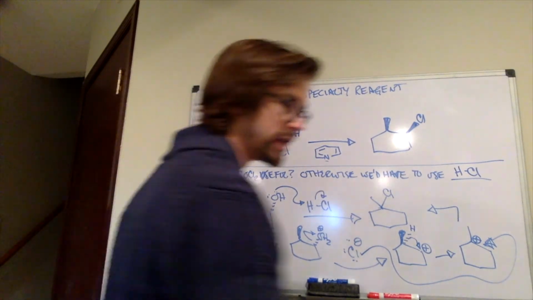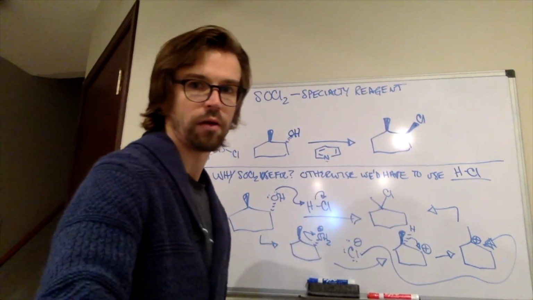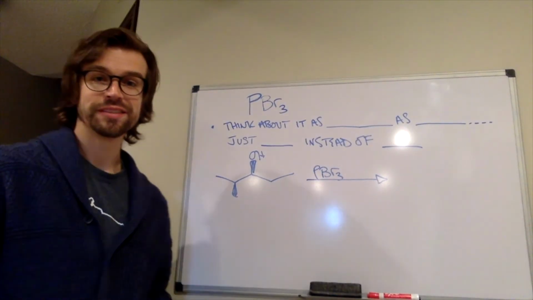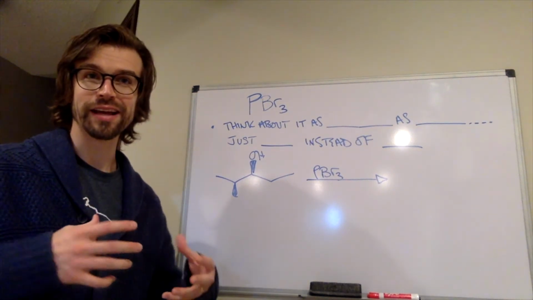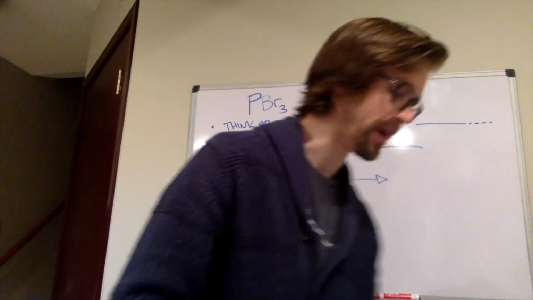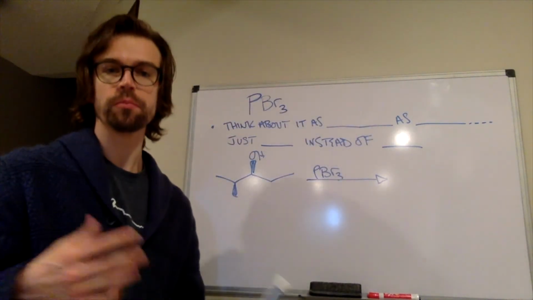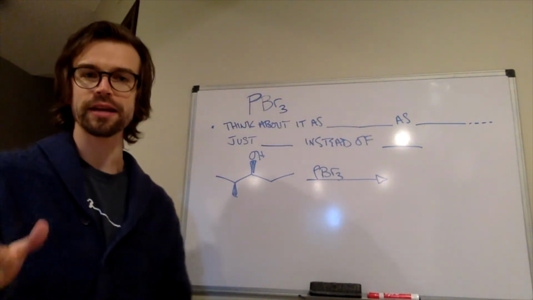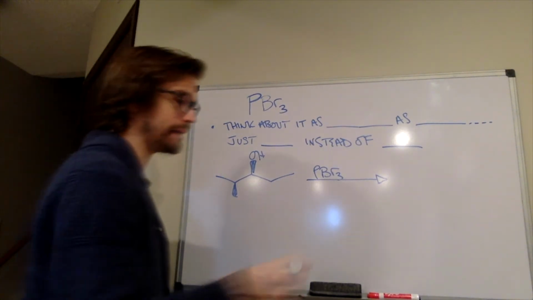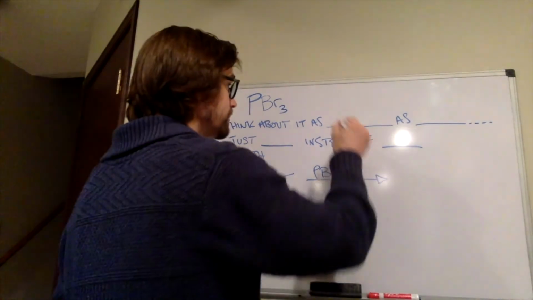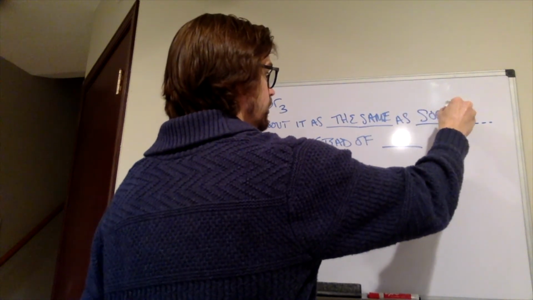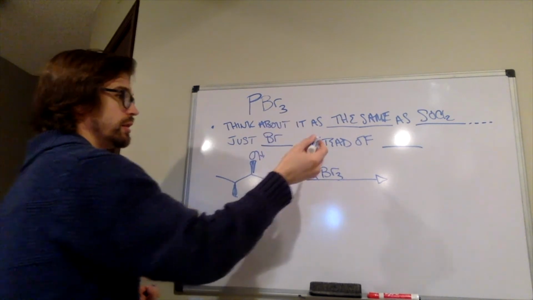Okay, one more specialty reagent right now. All right, so specialty reagents, we mix them with a species, and in that one reaction, they produce a product. That's kind of how I'm defining specialty reagents in this chapter. And the next one is called PBr3. And essentially, there is a mechanism in the textbook. I'm not too concerned that you know the mechanism. What I want you to do is think about it as the same thing as SOCl2. It's just Br instead of Cl.